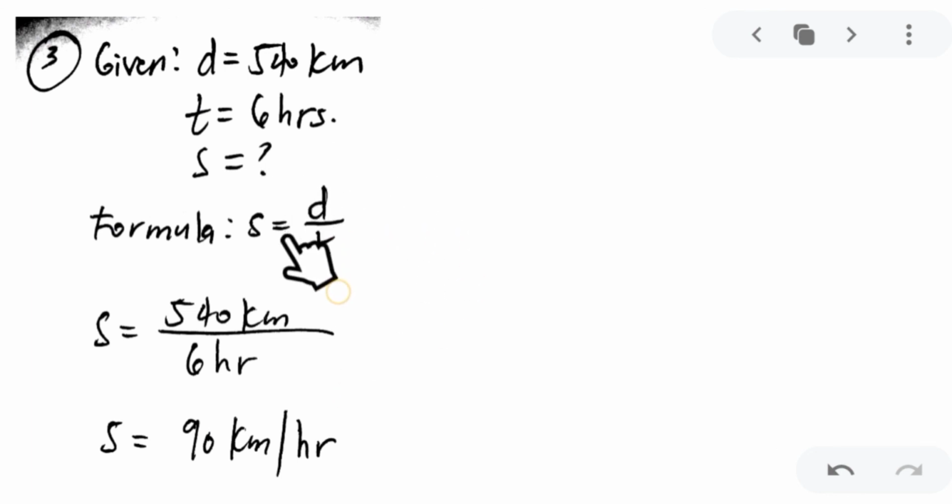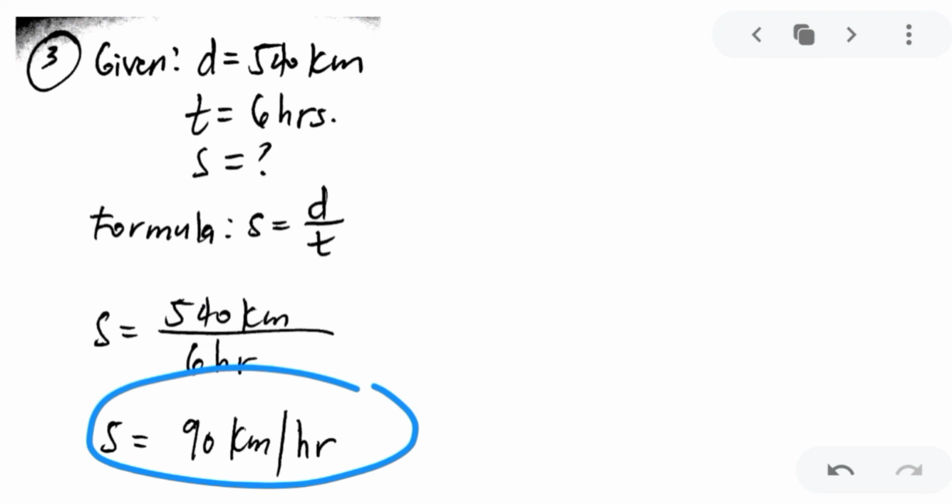The formula for speed, again, is distance over time. Substitution: speed is equivalent to the distance, 540 kilometers, over the time, 6 hours. We can't eliminate either of the units, so we will retain them. Therefore, we have the speed value of 90 kilometers per hour. 540 divided by 6 is 90. And the unit here, kilometers per hour, is the unit of the speed quantity. So this is your answer.